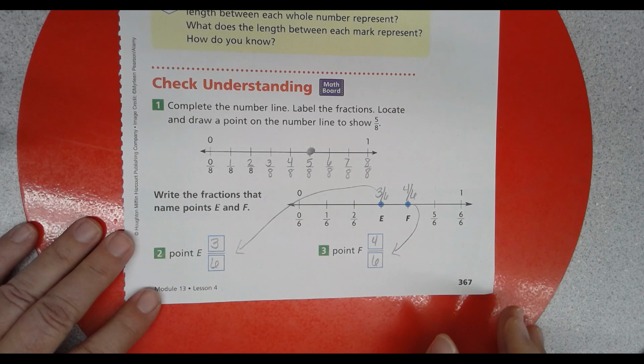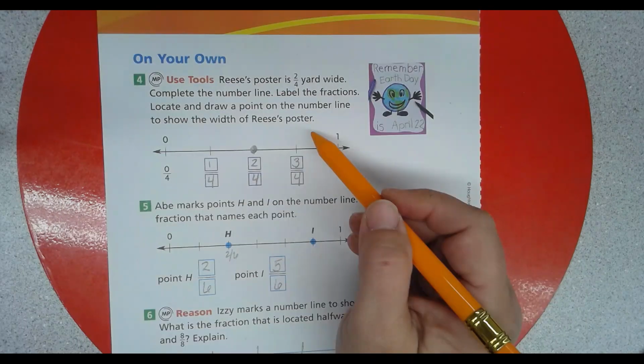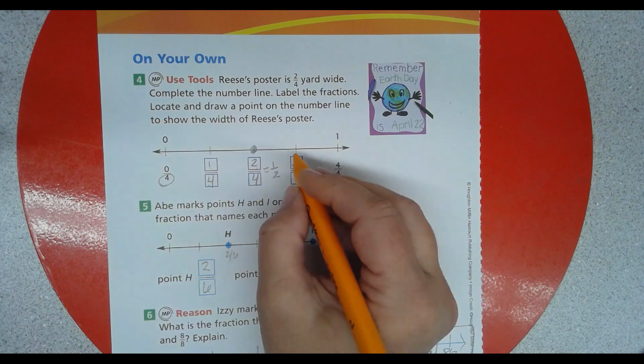All right, here we go. Then, Reese's poster on the number line that shows the width of her poster. So it's divided into fourths, so your denominator is going to be 4 all the way across. So this is 1 of 4 sections. This is 2. So 2/4 is going to be right there in the middle.